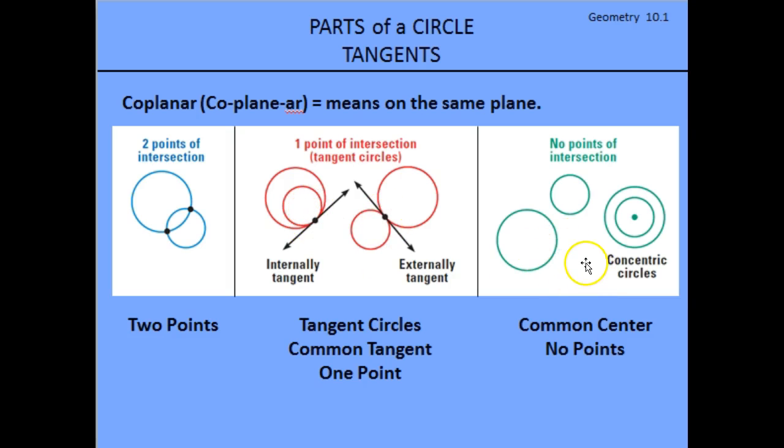Also, here we have what are called concentric circles. They have a common center, but they have no points that are tangent. They don't touch each other in any area. So those are concentric circles.